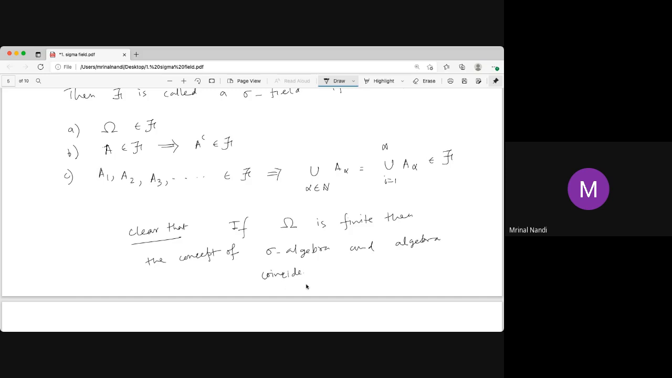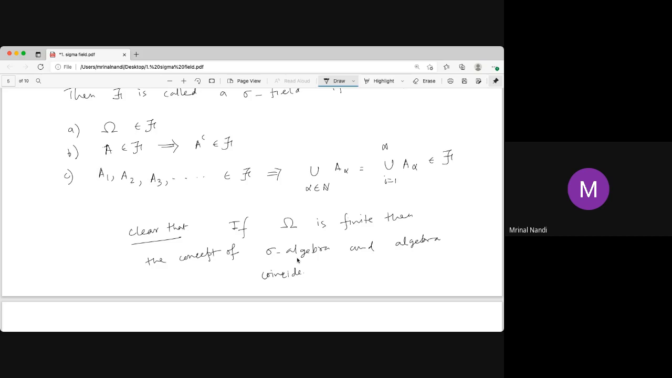These two concepts are the same. Why? Because since the set is finite, the number of subsets is also finite. So you can't have any infinite collection. The collection is always finite, so your sigma algebra and algebra are the same concept. The question is, if omega is infinite, then the collection may be infinite. In that case, some collection is infinite, and that union may not exist in the collection, but a finite union of the finite collection is in the collection. Then it is an algebra, but it's not a sigma algebra.